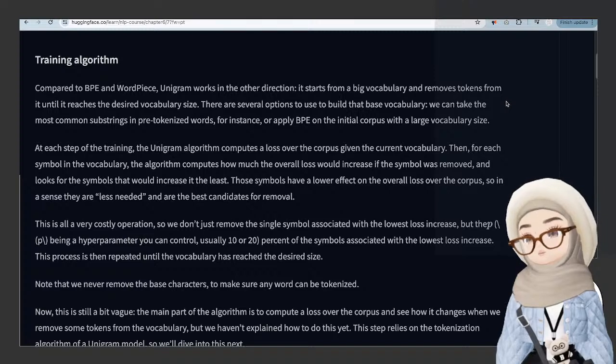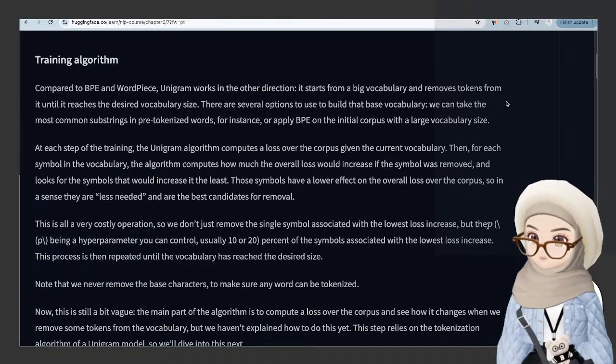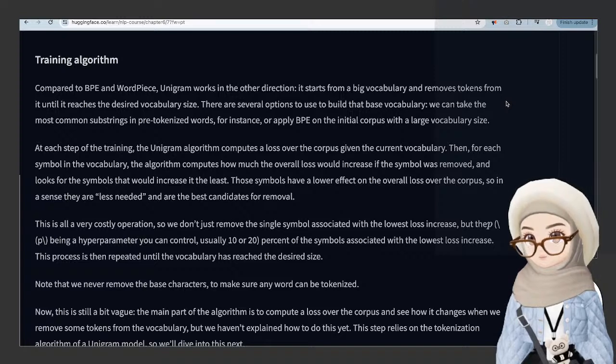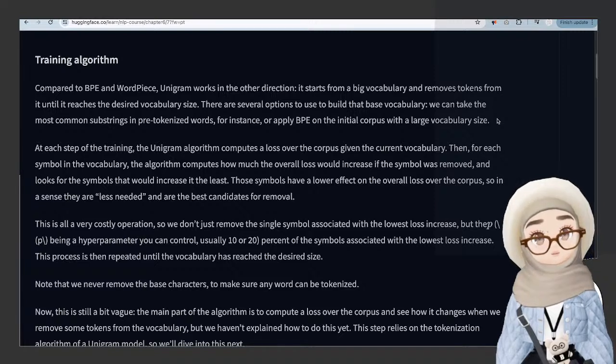There are several options to use to build that base vocabulary. We can take the most common substrings in pre-tokenized words, for instance, or apply BPE on the initial corpus with a large vocabulary size. So we are doing the thing.